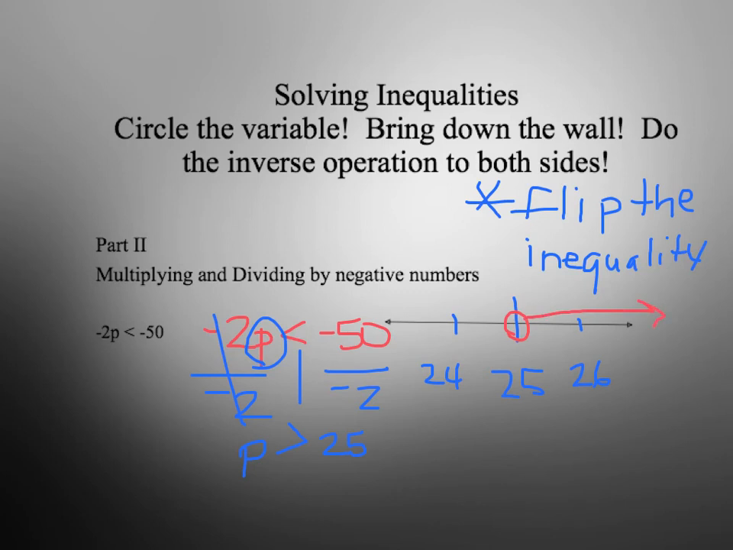Now, let's look at this. If I plug in any number on the right-hand side of 25, we can pick 26, and I plug that 26 back in here, it's going to be -2 times 26 is less than -50. All right. Negative times a positive is a negative, and 2 times 26 is going to give me 52. And so is -52 less than -50? Yes, you are correct.